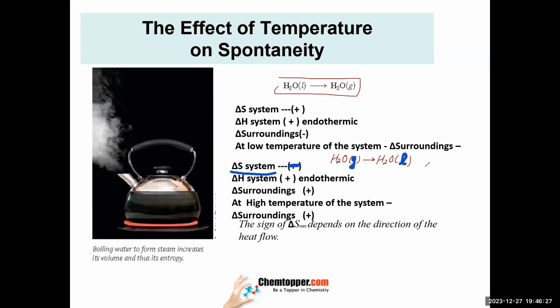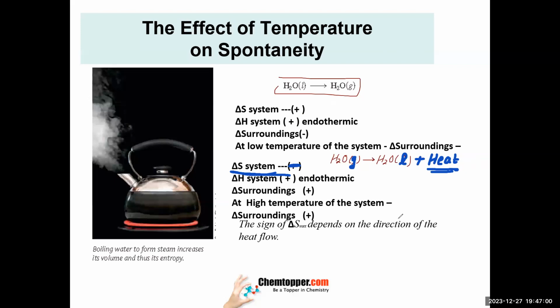It is exo. So where is the heat going? This heat is going to the surroundings. Yes, children. So what is happening to the entropy of the surroundings? Entropy of the surroundings is increasing. So when entropy of the system is decreasing, heat flows from the system to the surroundings.